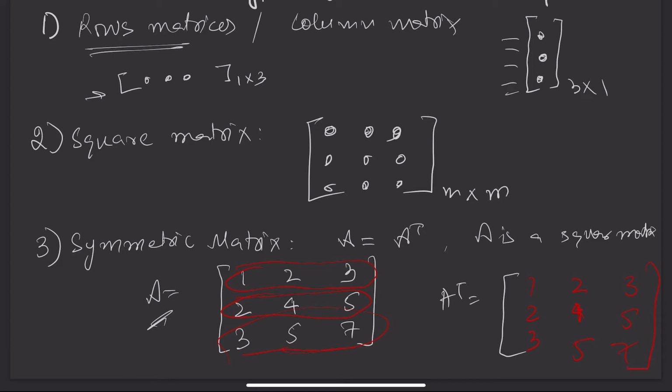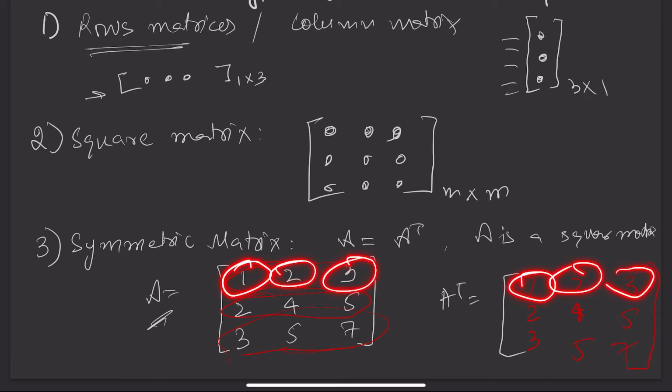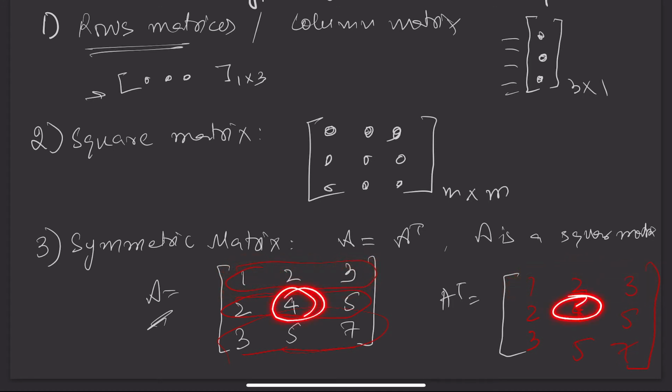So we can see they are exactly the same. Here is 1, 1, 2, 2, 3, 3. So all the elements are again the same. So we can say A is equal to A transpose. So this is a symmetric matrix.